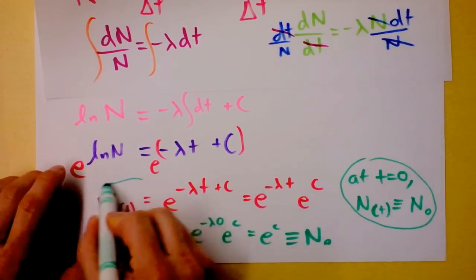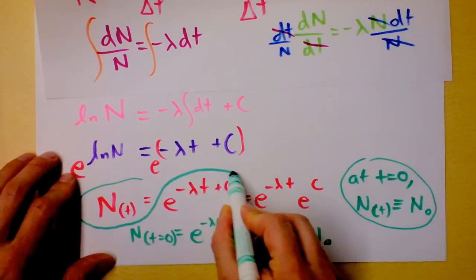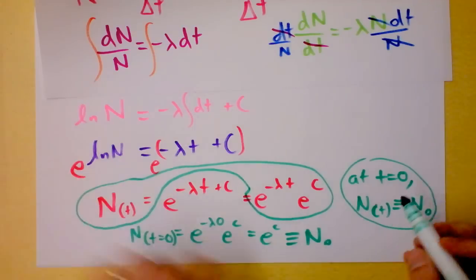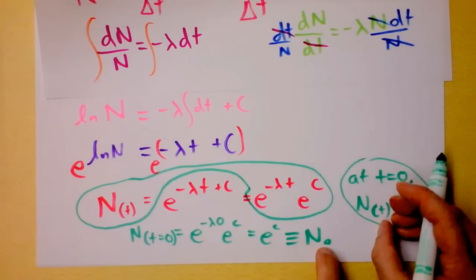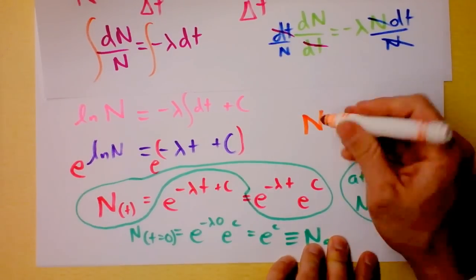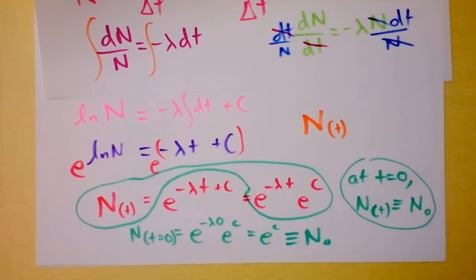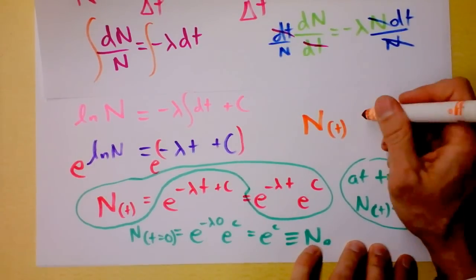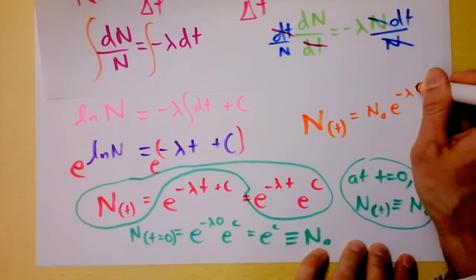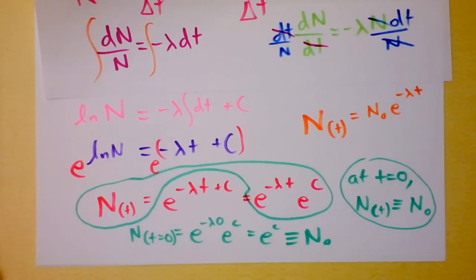And now I take this equation. Ready? I'm taking this equation right here, and I'm plugging in that e to the c is n naught. And I find that I have finally proven that equation that I just threw at you earlier. The number of particles or rabbits left as a function of time is n naught times e to the minus lambda times t. That is pretty much all I have to say about that.